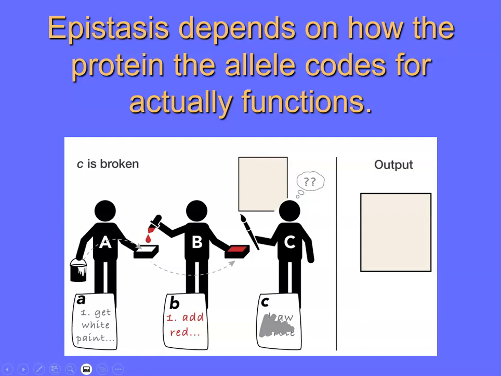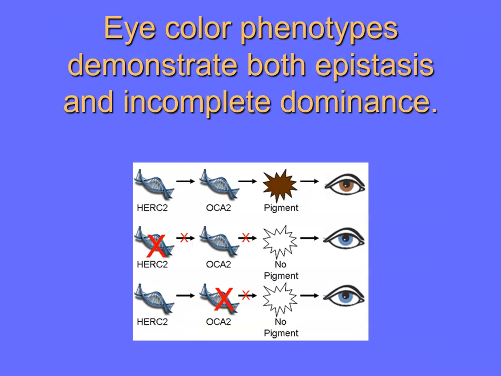Because one of the three involved in the process was not doing their part, there could be no output. So it only takes one faulty gene to disrupt the process and result in a different output, or no output at all in this case. But now let's take a look at a true example of epistasis. It's also an example of incomplete dominance, and that's human eye color.